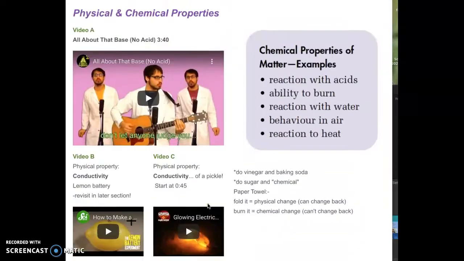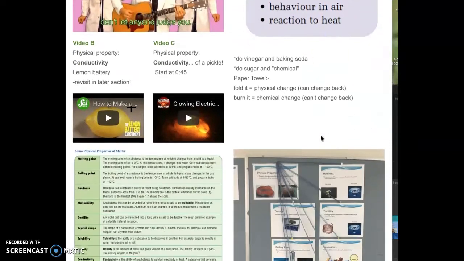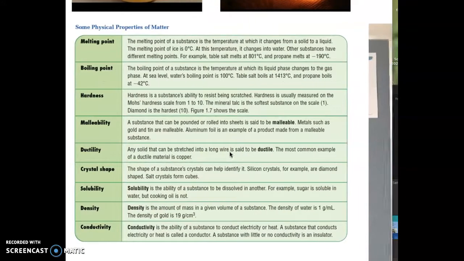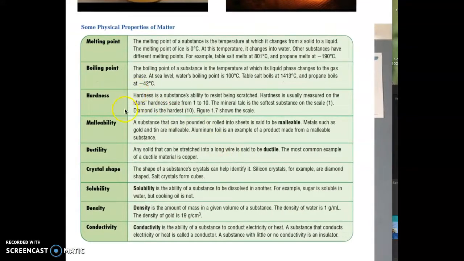That's properties. Okay, physical and chemical properties. So these are your chemical properties. If something can react with an acid, that's a chemical property. Some things react with water, what it does in air, in reaction to heat. Right, so those are chemical properties. Here are your physical ones. Okay, so melting point, boiling point, hardness, malleability, ductility, crystal shape, solubility, density, and conductivity.